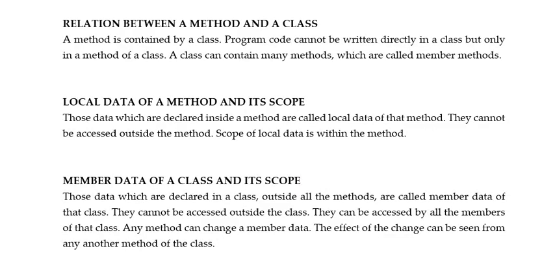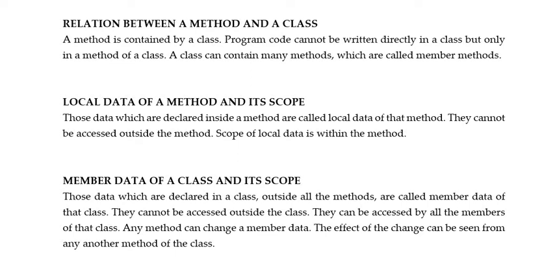Another important thing is the relation between a method and a class. A method is contained inside a class. Program code cannot be written directly in the class, but it can be written only inside a method of a class. A class can contain many methods, which are called member methods of that class.